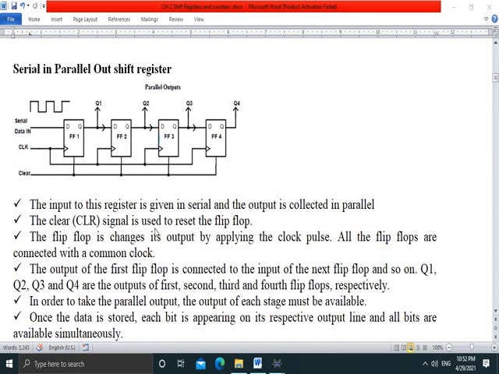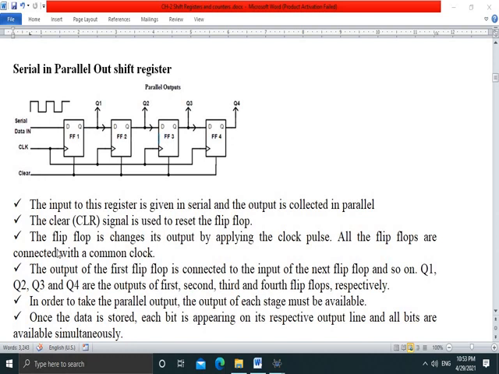The clear signal is used to reset the flip-flop. Sometimes we want to reset the flip-flop. In that case, we require the clear input. After applying the clear input, the data in the flip-flop becomes 0. The flip-flop changes its output by applying the clock pulses.